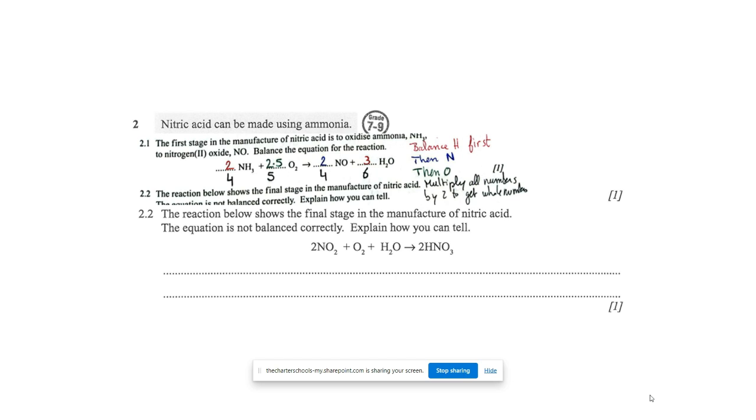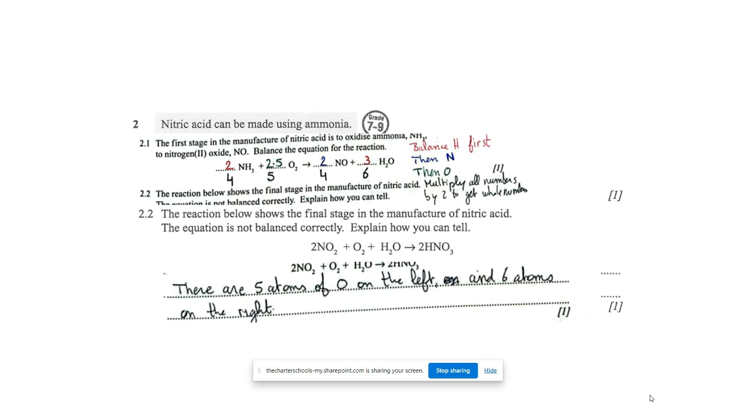The reaction below shows the final stage in the manufacture of nitric acid, the formation of HNO3. The equation is not balanced correctly. Explain how you can tell. If you look at the left-hand side, there are 4 plus 2, 6, 7 oxygen, and there are only 6 oxygen on the right-hand side.